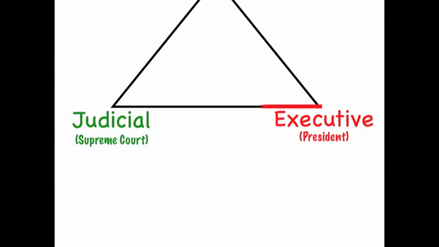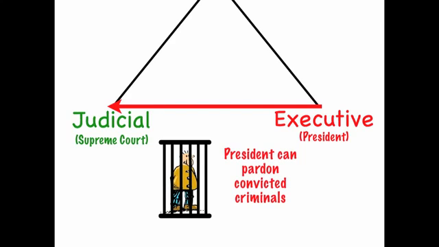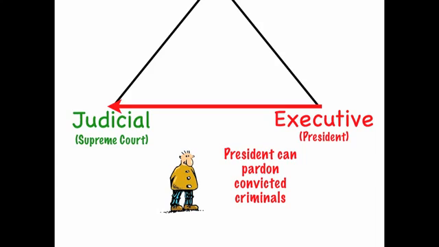The President has power over the Supreme Court because the President can pardon convicted criminals. When the court finds someone guilty, the President has the power to excuse that person from punishment for the crime.